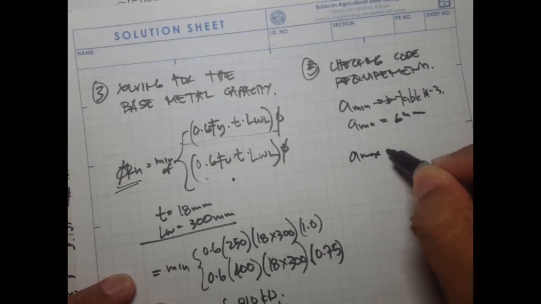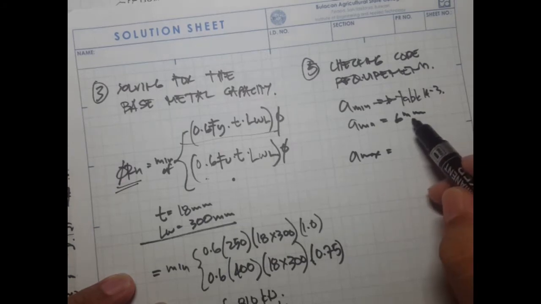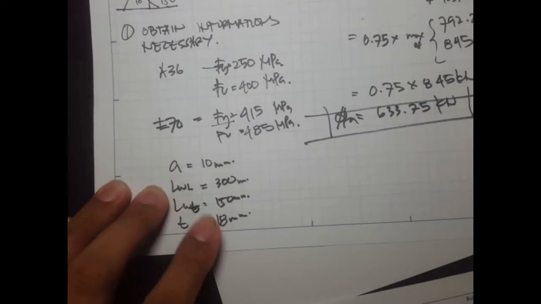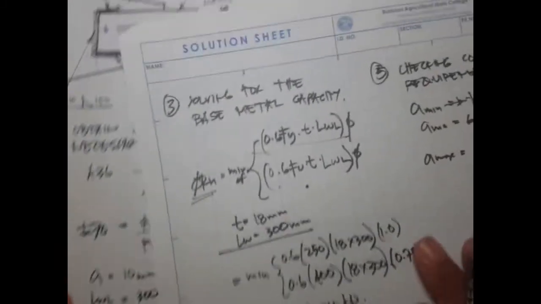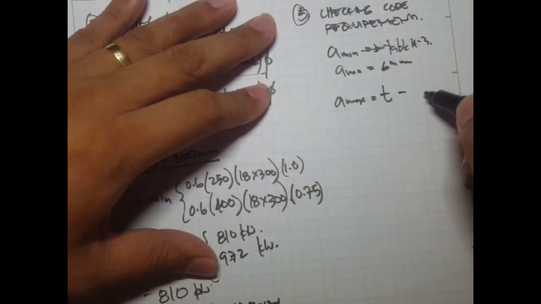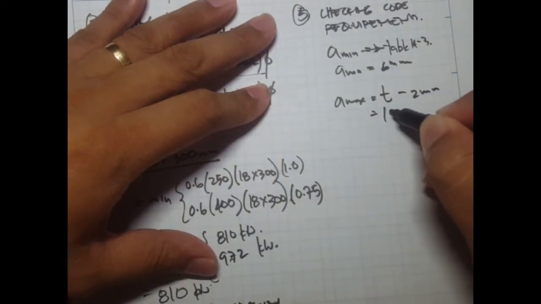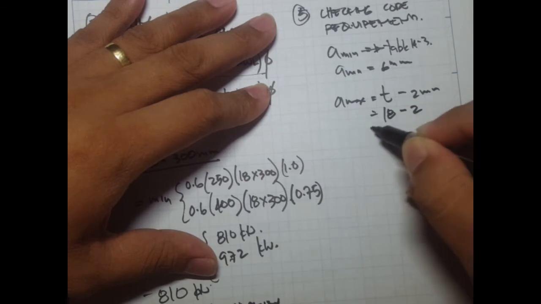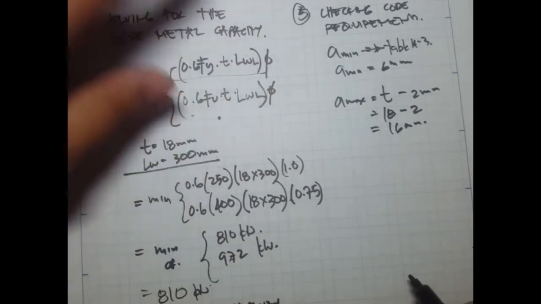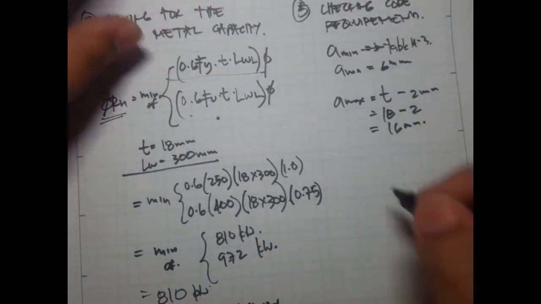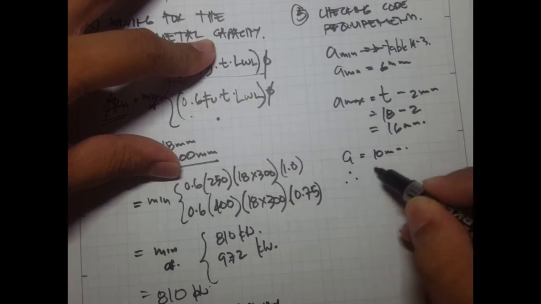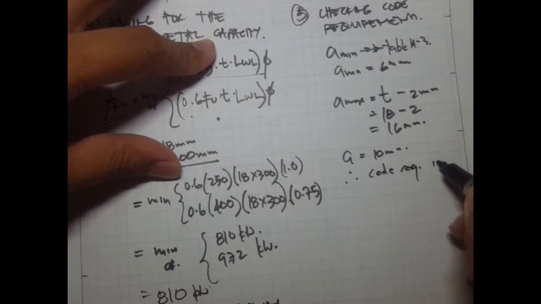A max, since our thickness is 18, which is greater than 6 mm, then therefore minus 2 mm. So that's going to be 18 minus 2. That's 16 mm. And what we used is 10 mm. So therefore code requirement is met.